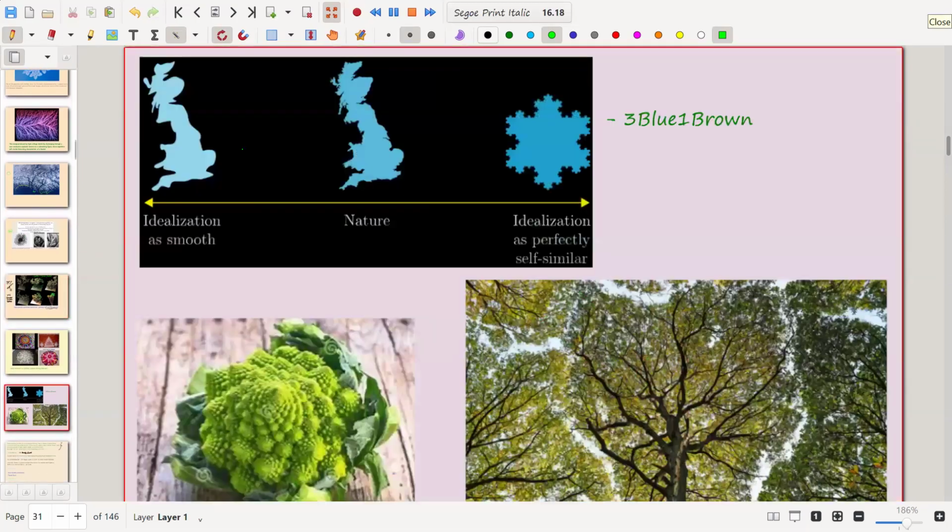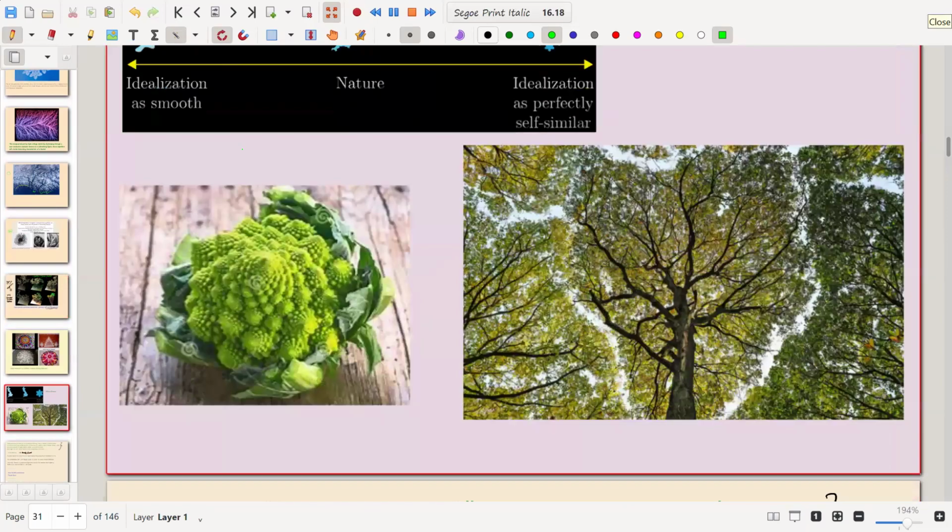Okay, and we saw that you actually see these in trees and broccoli also. You take a small part of broccoli and zoom in, and it will look like the bigger broccoli, right? It will look like the bigger broccoli. So that's how it is self-similar.